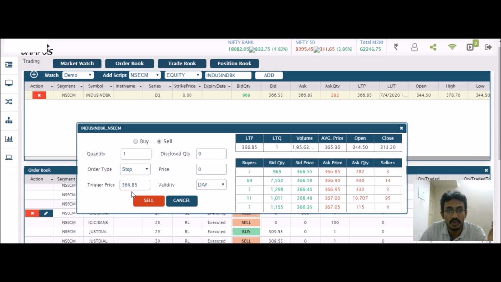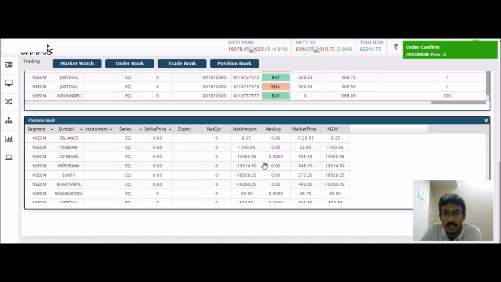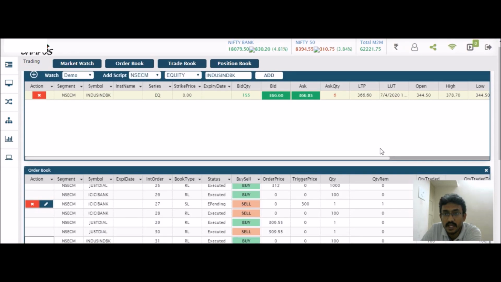For stop, you will have to give a trigger price, so give a price which is less than the current price. Right now it is trading at 367, 366.80. So you are giving a stop loss price of 360, which means you are ready to take 7 rupees loss per stock. Okay, sell. So this is a stop loss order. It will not get executed until it reaches that 360 level.